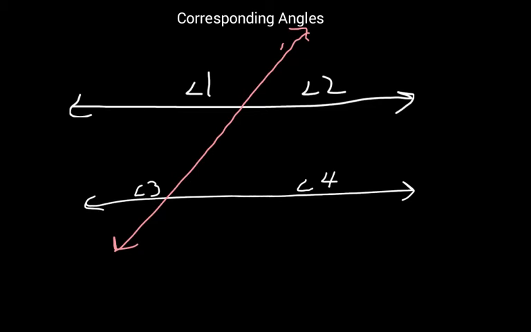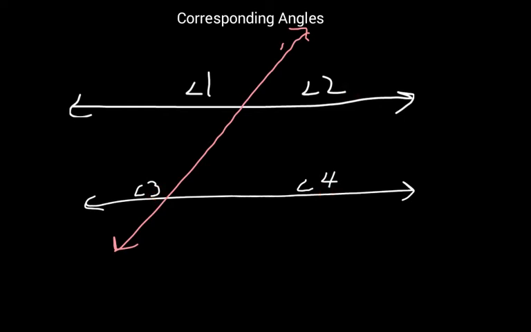That's what we're saying, that angle 1 is above this line, it's parallel to this line, and angle 3 is above it. They're on the same side of the transversal. That's important. So they're on the same side of the transversal, and they're both above the line. So angle 1 corresponds to angle 3. They have the same measure. Angle 2 corresponds to angle 4.